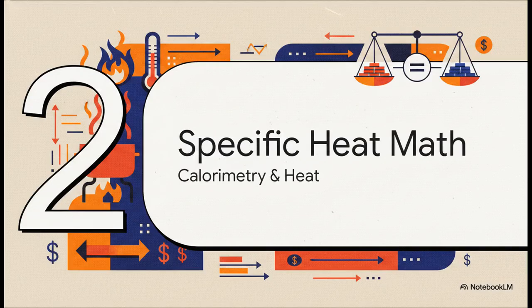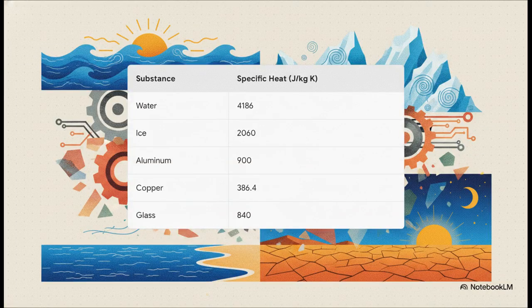Okay, moving right along to section 2, specific heat and calorimetry, the math of heat. Please don't let the math scare you here, because calorimetry is essentially just balancing a simple budget. Let's run through a quick specific heat capacity cheat sheet. Specific heat is just the amount of heat required to change the temperature of 1 kilogram of a substance by 1 Kelvin. Take a look at water, 4186 joules. That is massively high compared to something like copper or glass.